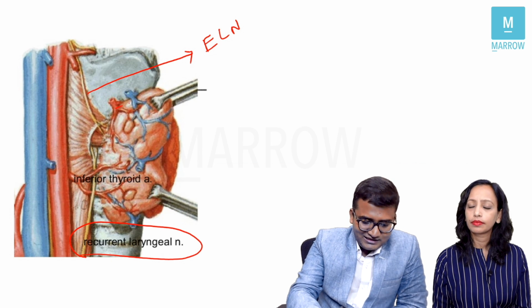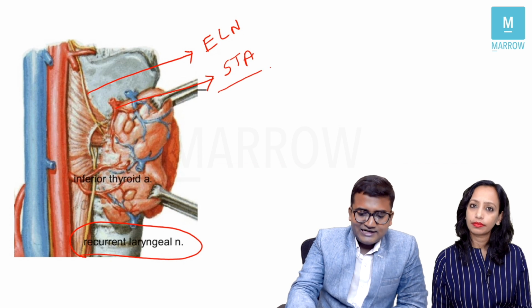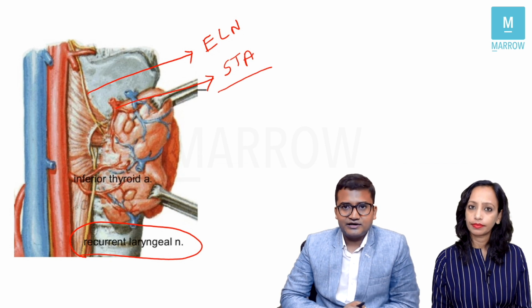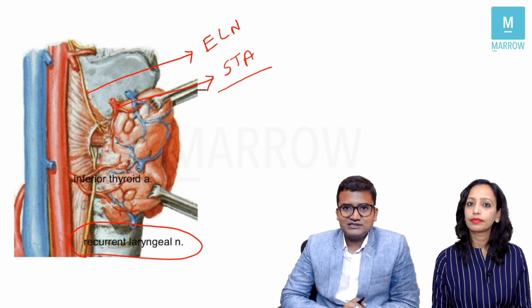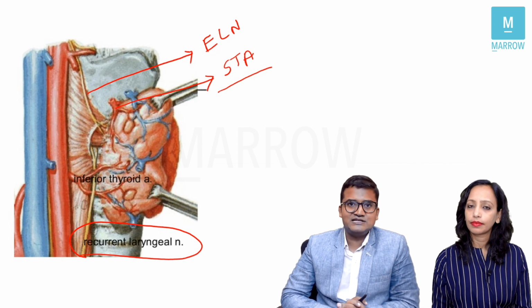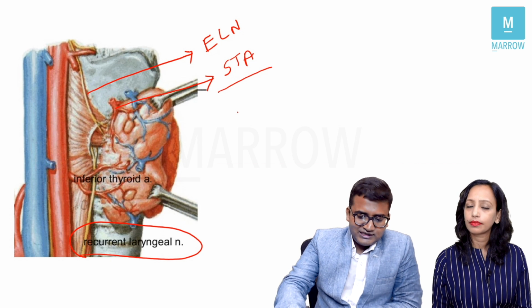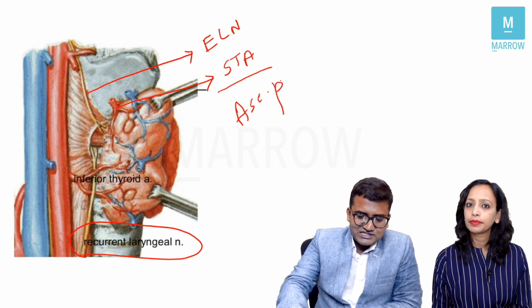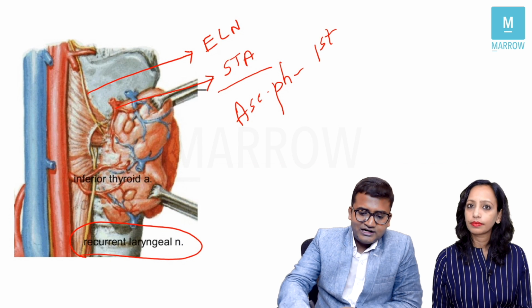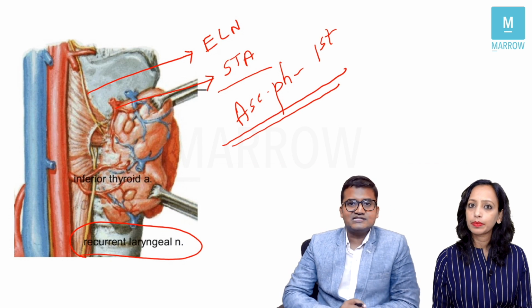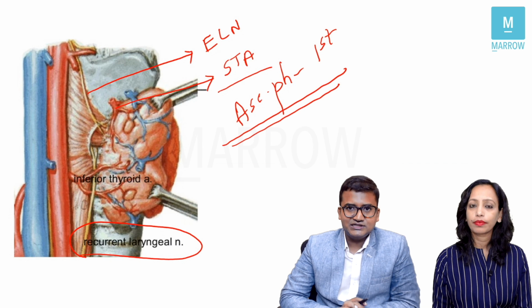Now see this artery here. This is our superior thyroid artery. The superior thyroid artery is a branch of the external carotid artery. In the old edition, it is mentioned that the superior thyroid artery is the first branch of the external carotid. But in the recent edition, Grays, it has been stated that the ascending pharyngeal is the first branch of the external carotid. That is a change they made in the recent edition, Grays, 42nd edition.